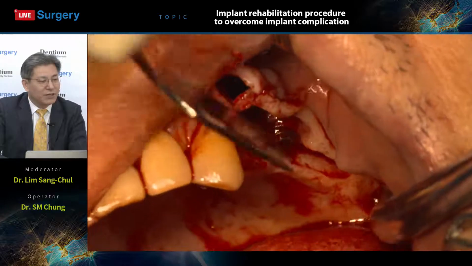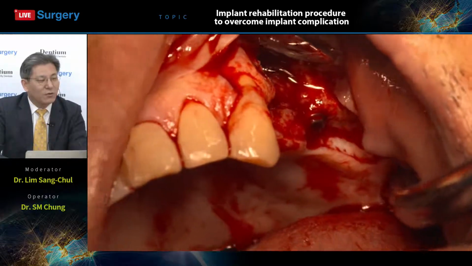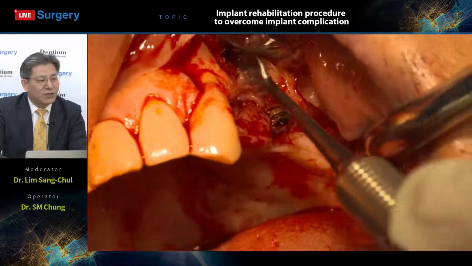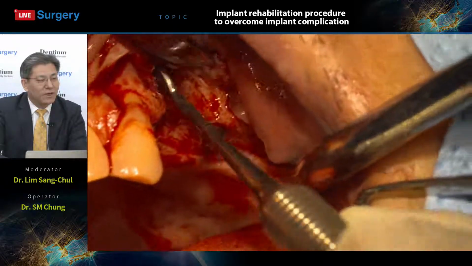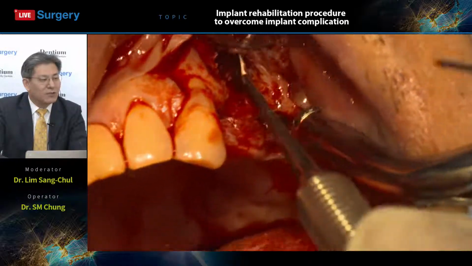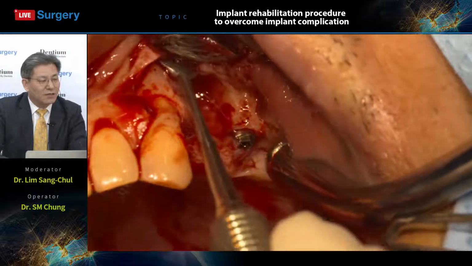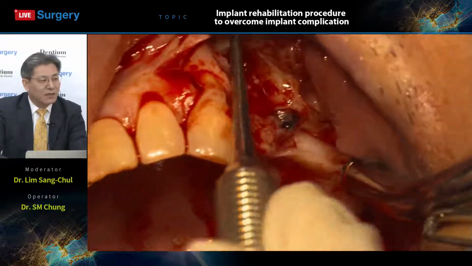The granulation tissues were still there. Now he removed all the granulation tissues around this big bone defect. A very big, huge defect here, like a bomb crater.